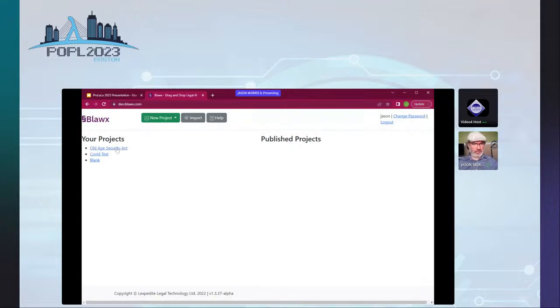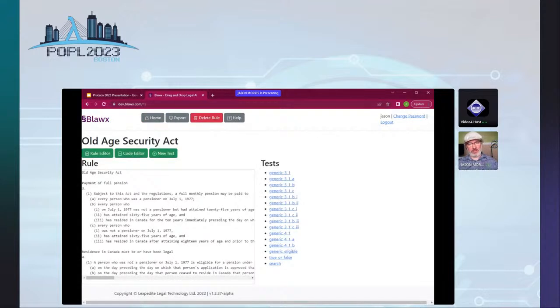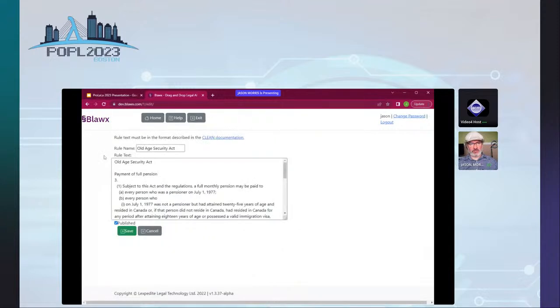I'm going to show you the Old Age Security Act test, which is the example used in the paper that was uploaded to the website this morning, so you can take a look at the PDF later if you'd like. Step 1 is getting the rules, the legislation, in. For that purpose, I've created a markdown-like syntax called CLEAN, Canadian Legal Enactments in Akoma Ntoso. It is basically a markdown-like syntax that generates Akoma Ntoso in the background.